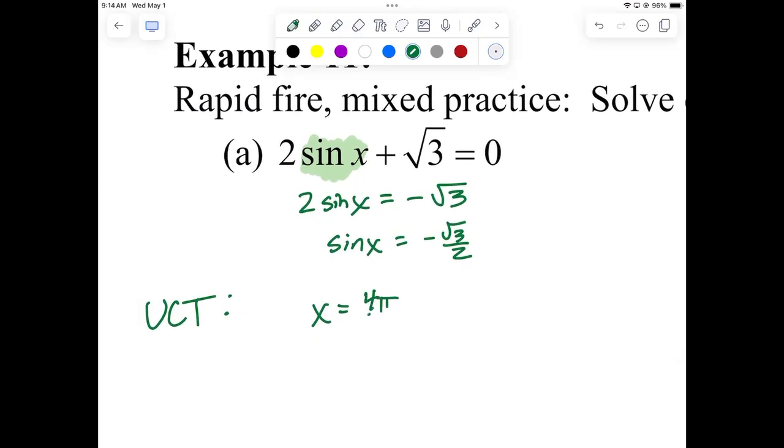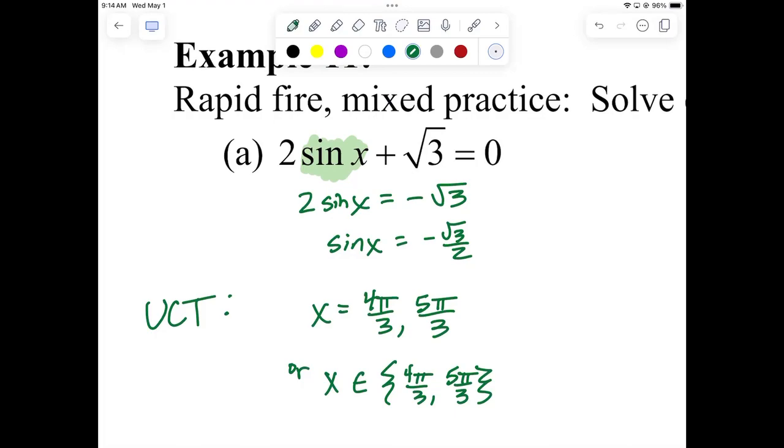4 pi thirds, and, ooh, close. 5 pi thirds. Yeah, quadrant 3 and quadrant 4. Now you can list your answers like that. You don't have to do it in set notation. If you want to put the epsilon and put the braces, because again, it is fun to make the braces, you can write it as a solution set if you want, or you can just leave it as x equals. I don't care which version you put your final answer in.